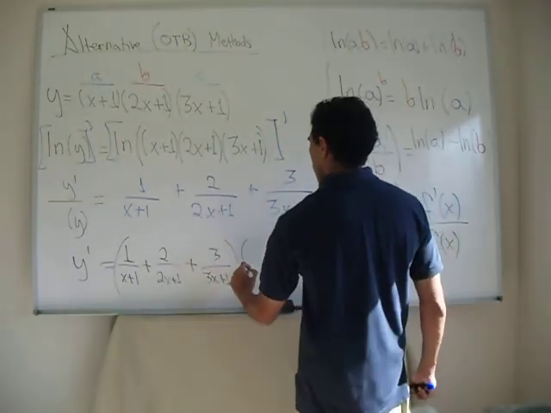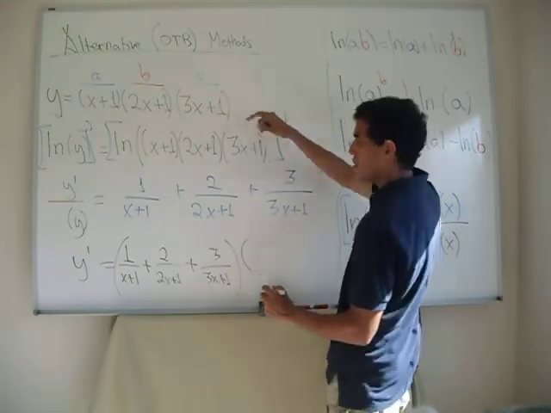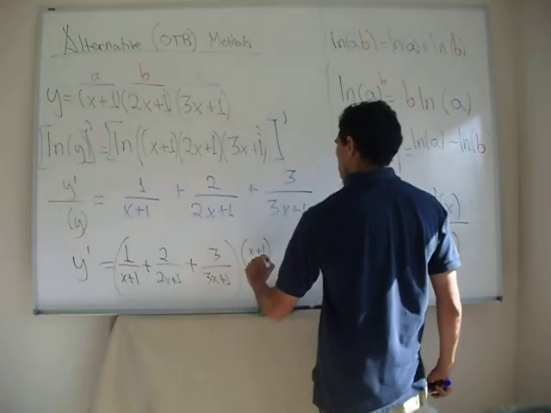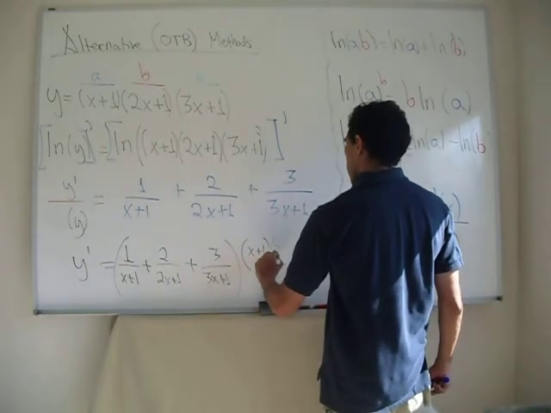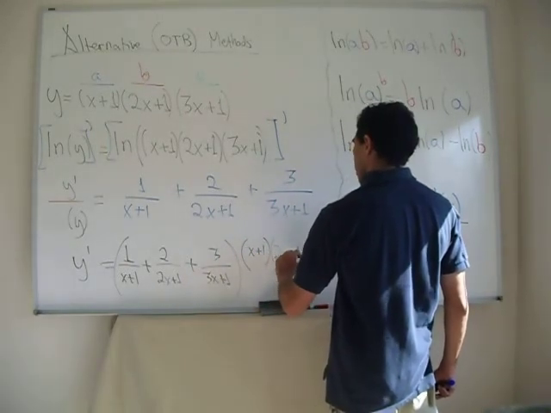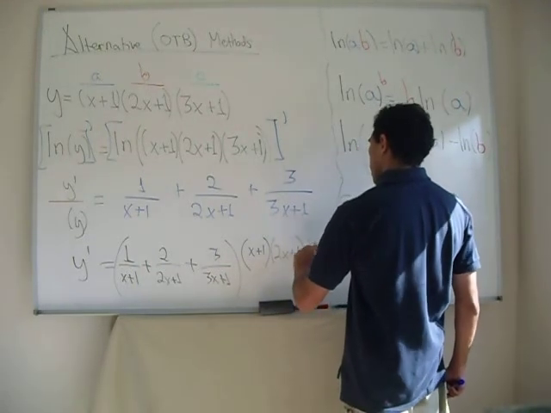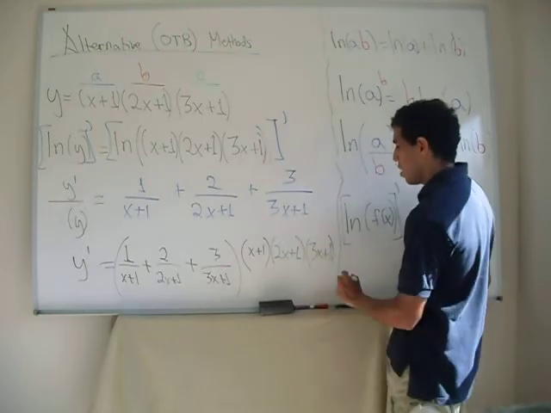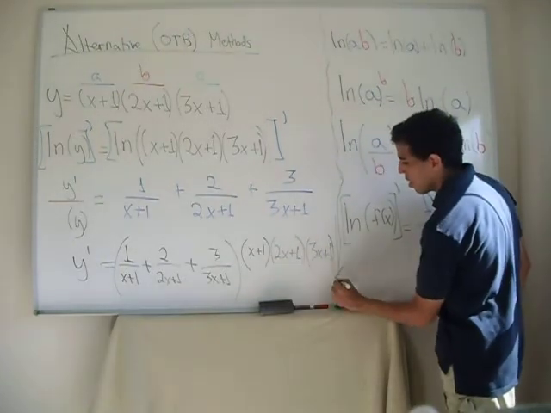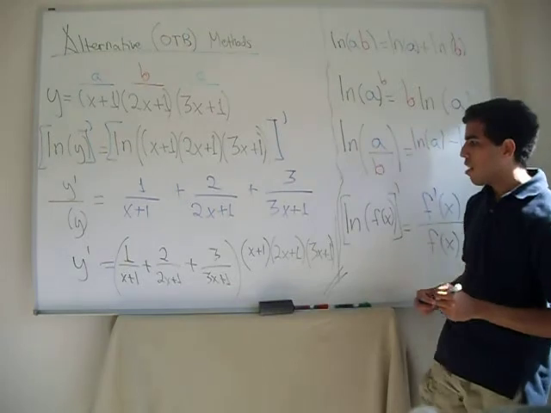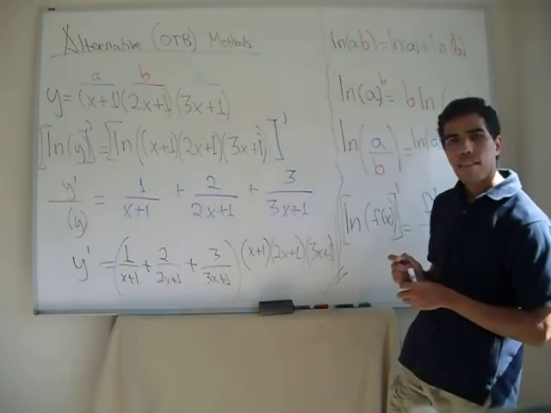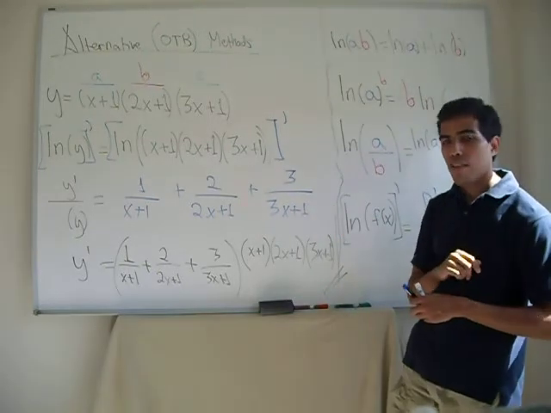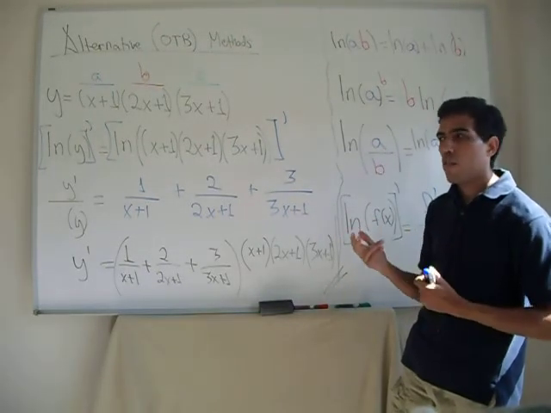And what is y? Well, we have it right here at the beginning: x plus 1 times 2x plus 1 times 3x plus 1. And there you go. That is the solution of the exercise. See how long it took? One, two lines, and the third one is the solution. It's just an out-of-the-box method.